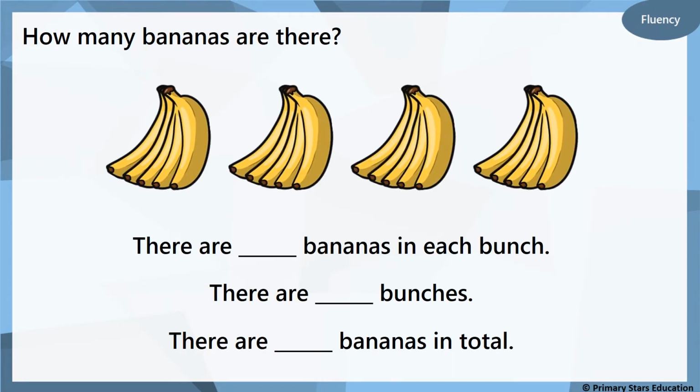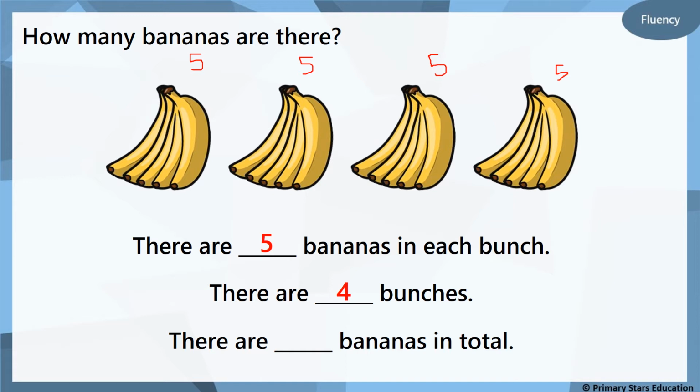How many bananas are there in each bunch? Let's count. 1, 2, 3, 4, 5. So there are 5 bananas in each bunch. There are 5 in that bunch, 5 in that bunch, 5 in that bunch, and 5 in that bunch. How many bunches are there? 1, 2, 3, 4. There are 4 bunches of bananas. How many bananas are there altogether?